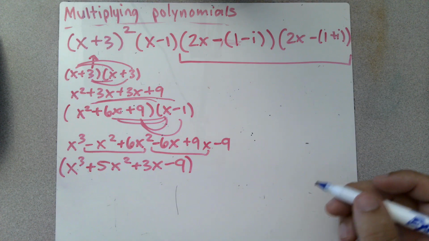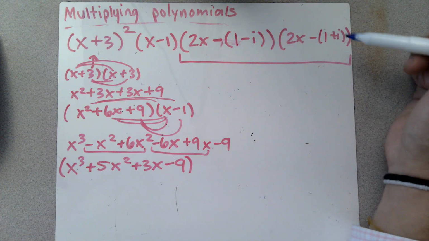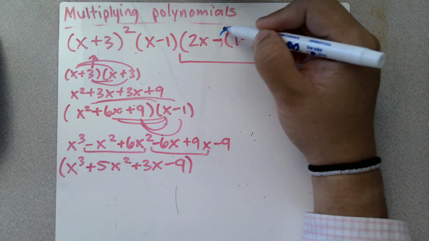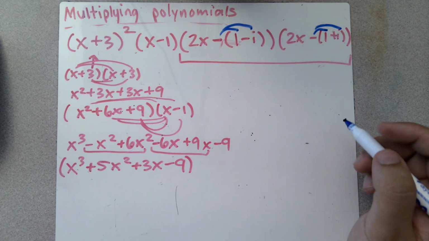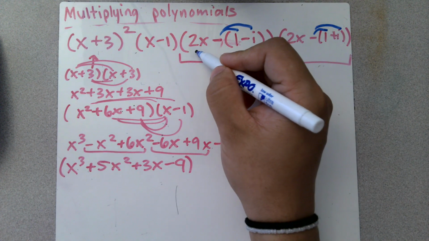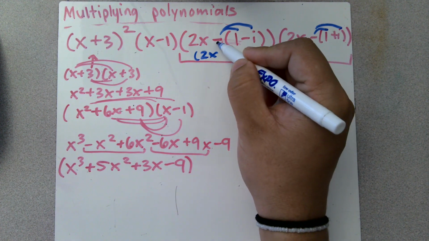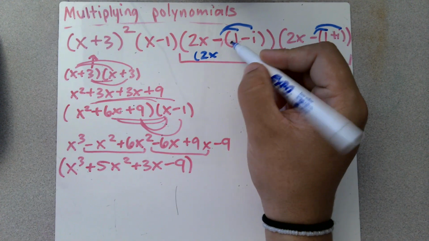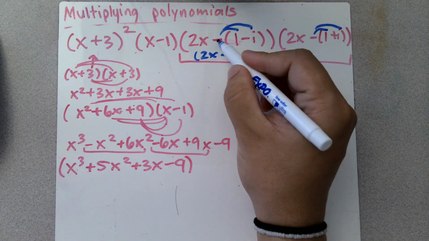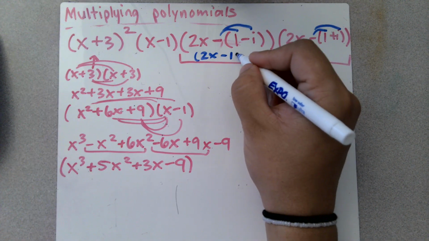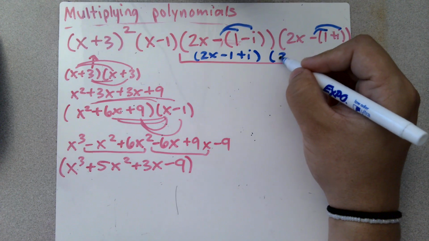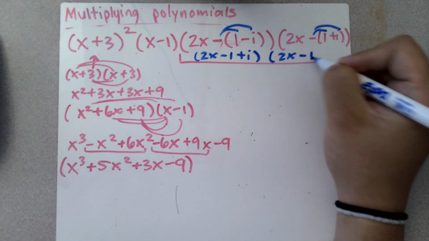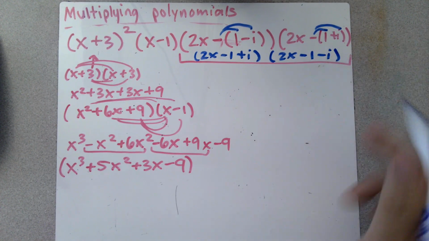What you have to do first, what these parentheses mean, you have to distribute this minus sign first, and rewrite these terms. These terms become 2x, negative sign times 1 becomes minus 1. Negative sign times negative i becomes plus i. Now this other term becomes 2x minus 1 minus i.